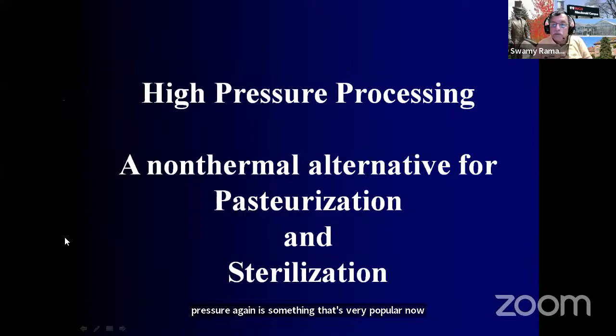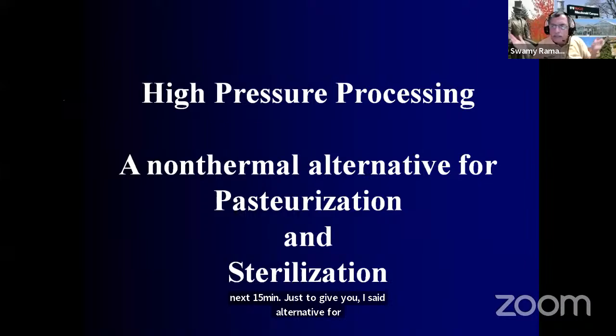It can do what thermal processing can do. It can do much more, in terms of improving functional quality, etc. So let's just go through high pressure processing in the next 15 minutes. Just to give you an idea, as an alternative for pasteurization, sterilization, and briefly I will explain what other things it can actually do.